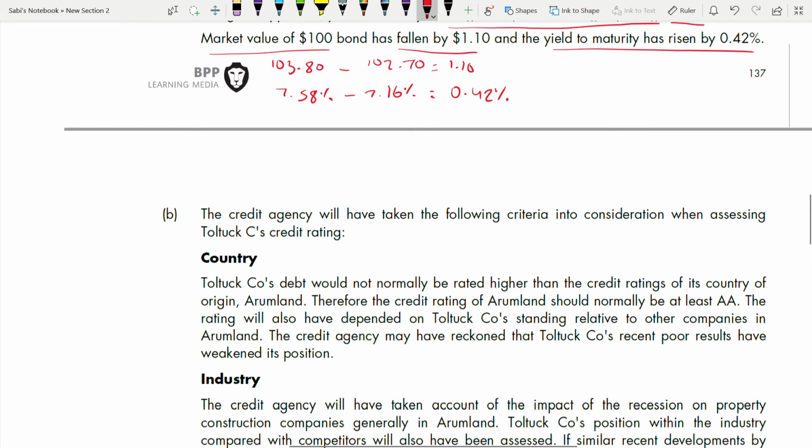Now coming to part B. Parts B and C are easier, it is just theory, so I can go quickly. Credit rating agencies will have taken the following criteria into consideration when assessing. We all know that a credit agency gives our company some credit ratings. They don't just give those credit ratings. There are some criteria for them. Those are the things which you need to list and talk about: based on what are they giving us credit ratings?